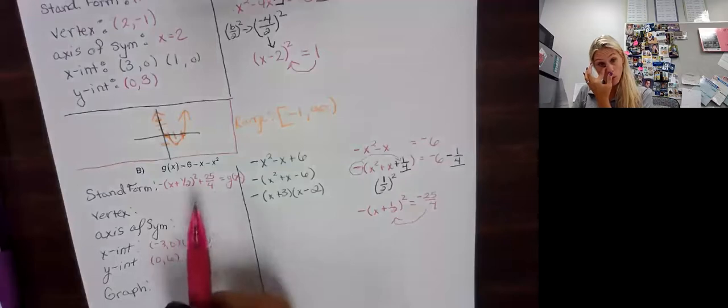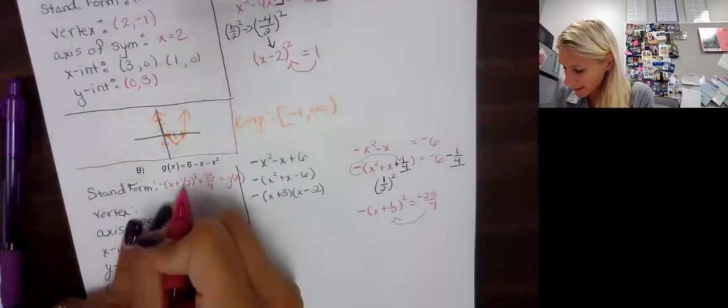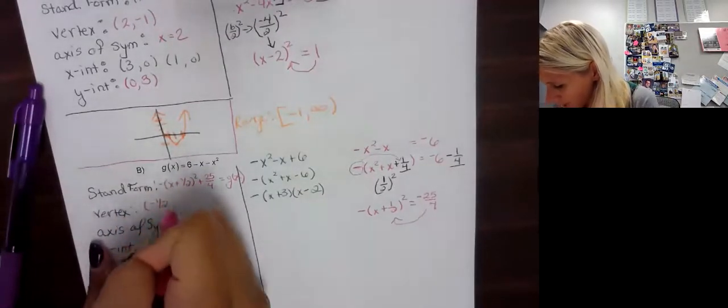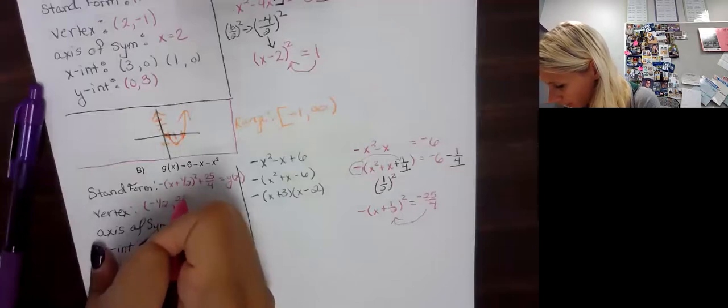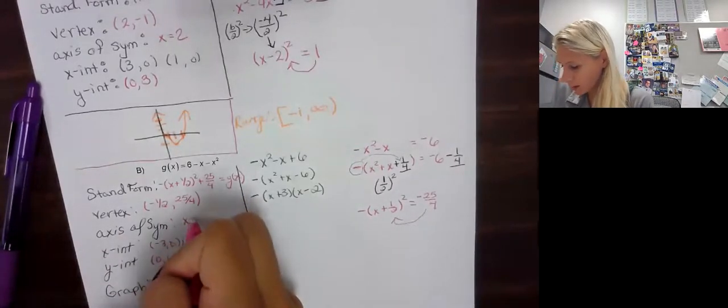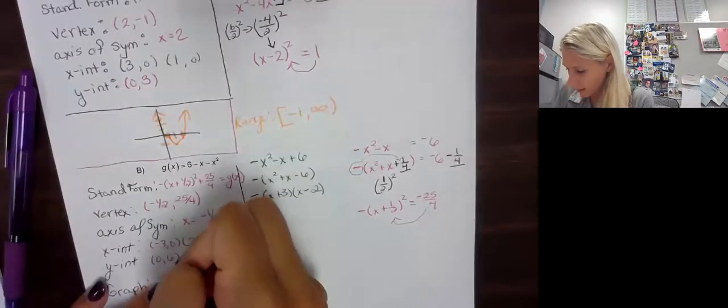Now, from there, what is the vertex? Remember, it is opposite to what is on the inside, which is negative 1/2. Same on the outside, which is 25/4. Axis of symmetry is x equals, and the x equals what in the vertex? -1/2.